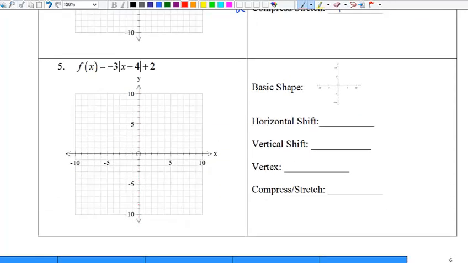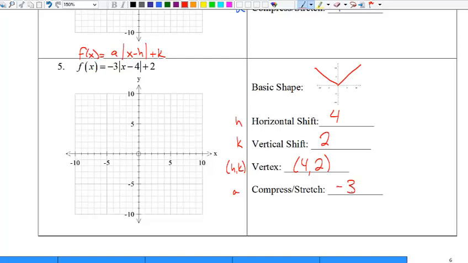And our last problem here is an absolute value function, which is a V shape. The parent function with its transformations would be a, absolute value x minus h plus k. So the horizontal shift, h, would be a positive 4. My vertical shift would be a positive 2. Put those two things together, you're going to get your vertex. The a, which is the compress and stretch, is negative 3. So 4, 2 is my vertex.